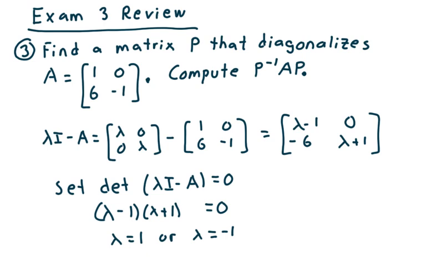Compute P inverse AP. Now, lambda I minus A is equal to the matrix lambda minus 1, 0, negative 6, lambda plus 1. Set the determinant of lambda I minus A equal to 0, which says lambda minus 1 times lambda plus 1 equals 0. So lambda equals 1 or lambda equals negative 1. So those are my eigenvalues.